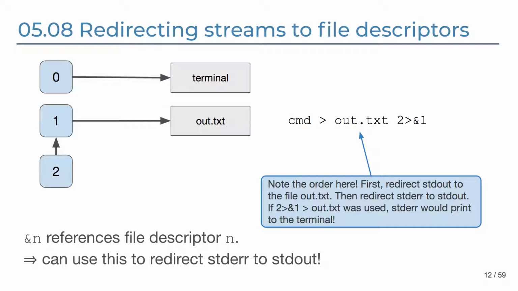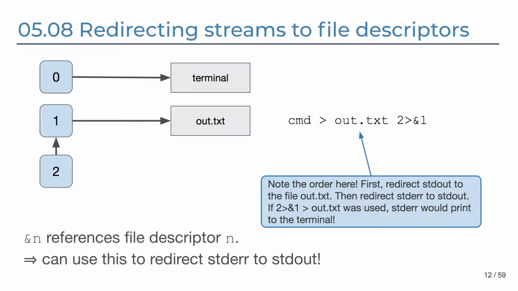There's also another option, and that is that we can redirect one stream to the other. In this case, we redirect the standard error to standard out, and we redirect standard out to out.txt. The thing to keep in mind here is that when we look at this command, the command, then redirect to out.txt, and then 2 redirects to 1, where 1 is referenced using the ampersand, we have to read it from left to right.